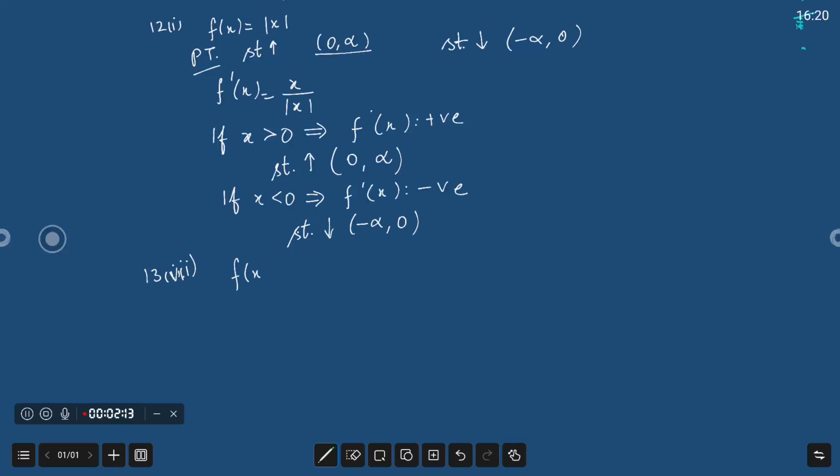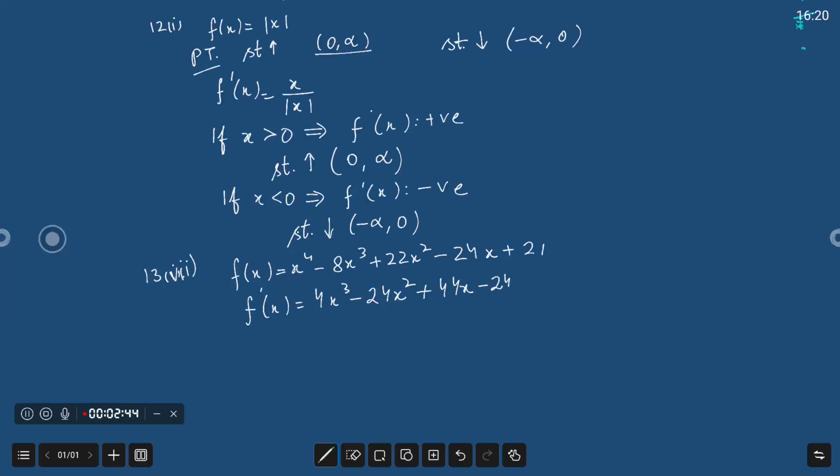The function is f(x) equals x to the power 4 minus 8x cube plus 22x square minus 24x plus 21, right? Now find its derivative first. What is the derivative? 4x cube minus 24x square plus 44x minus 24. So this is the derivative of the function given to you. Clear?